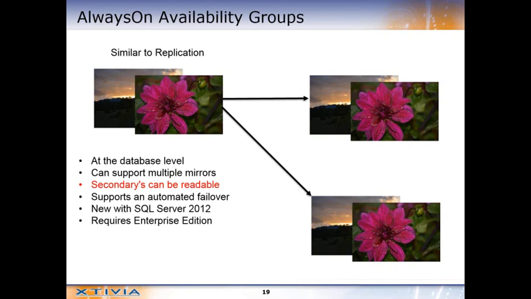In mirroring, the secondary or mirrored copy isn't readable. In SQL Server 2012, the secondary can actually be readable. You can use that for things like a reporting server, or if you have a high read, low write database, you could do a pseudo load balanced distribution. It does support automated failover. However, a word to the wise: it requires Enterprise Edition of SQL Server.